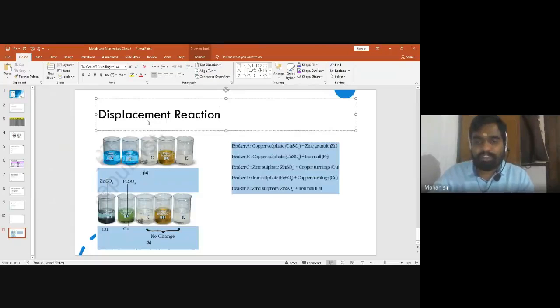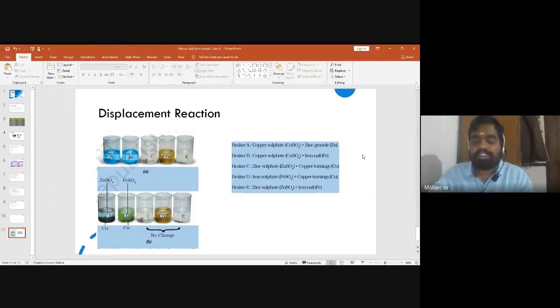So what is a displacement reaction here? The name itself indicates displacement. So the placement of the metal is changed. Let us take an example of copper sulfate. This is an activity which is described in your textbook also, and you have done this activity the previous year as well in 7th standard, if I'm not wrong.